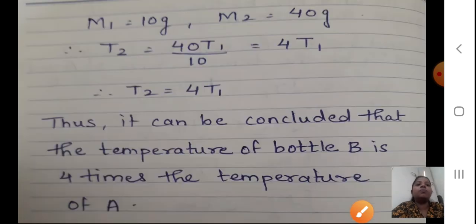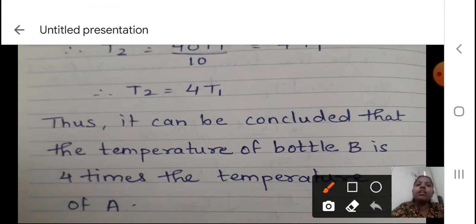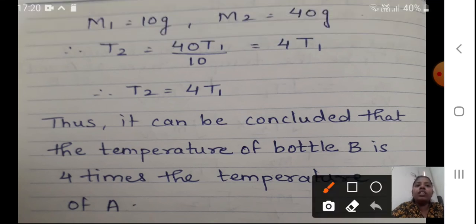Yes. Now M1 you know it is 10 grams, M2 you know it is 40 grams. So what you will get? T2 is equal to 40 T1 upon 10. So what you are getting? T2 is equal to 4 T1. This 40, you know, 10 fours are 40, right? So what you are getting? T2 is equal to 4 T1.